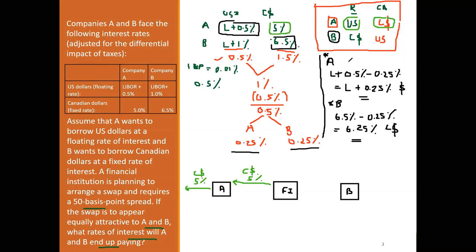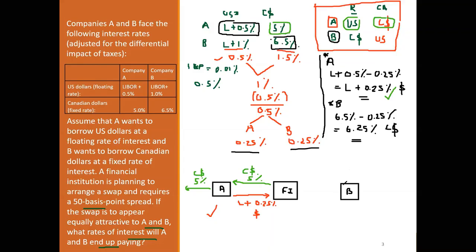We know that with the swap, the cost of A should be LIBOR plus 0.25%, what we calculated over here, in dollars. So the amount that A should pay to the financial intermediary would be LIBOR plus 0.25% in dollars. That is the cost to A. So we have made the adjustment from the A side.